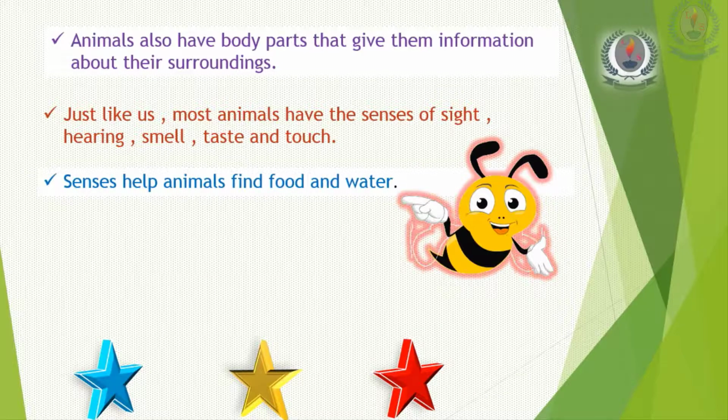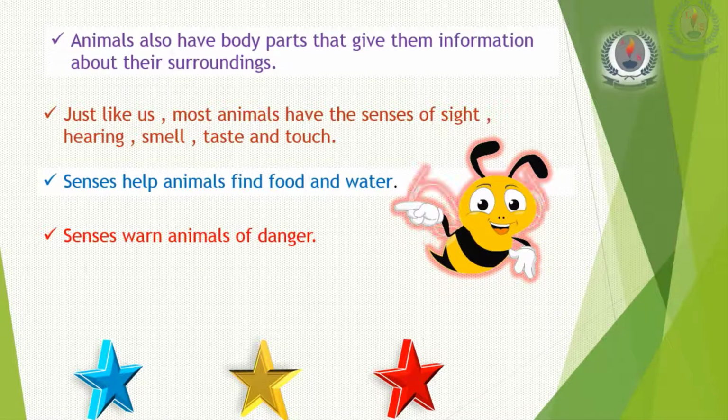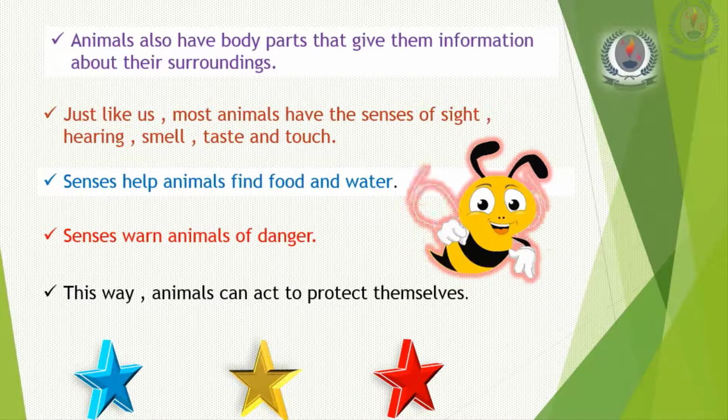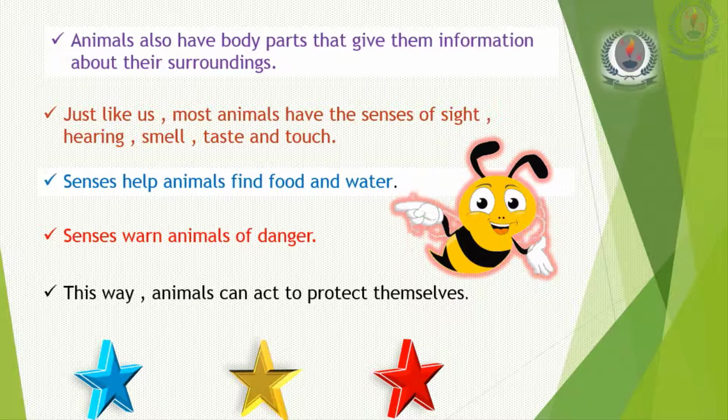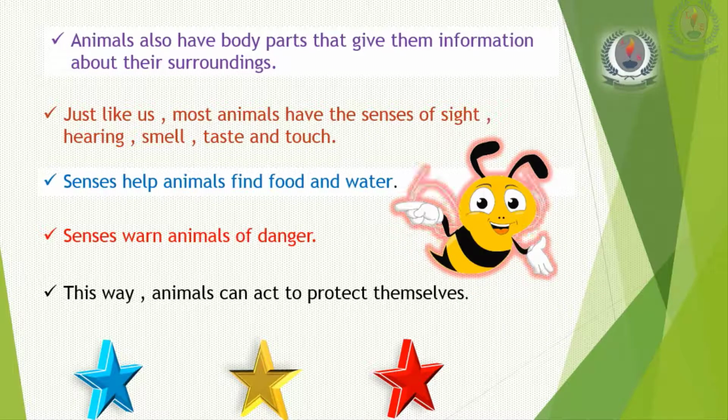Senses help animals find food and water. Senses warn animals of danger. This way, animals can act to protect themselves. Using senses of sight, hearing, smell, taste and touch, animals can act to protect themselves.